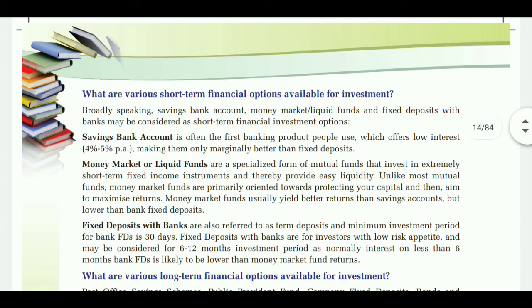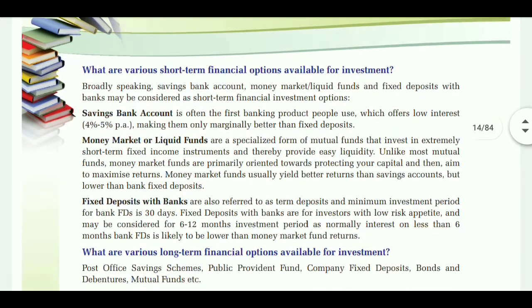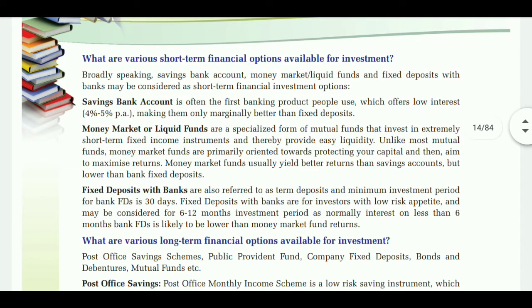What are various short term financial options available for investment? Broadly speaking, savings bank account, money market, liquid funds, and fixed deposits with banks may be considered as short term financial investment options. Savings bank account is often the first banking product people use, which offers low interest, 4% to 5% per annum, making them only marginally better than fixed deposits.